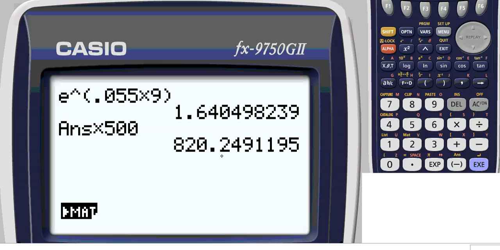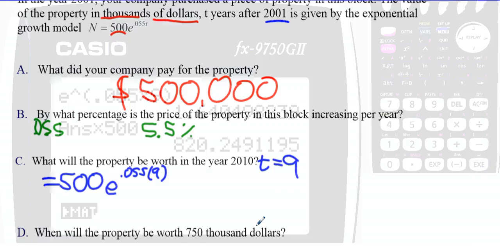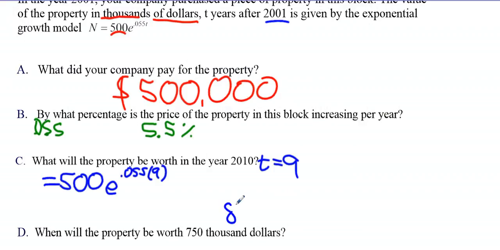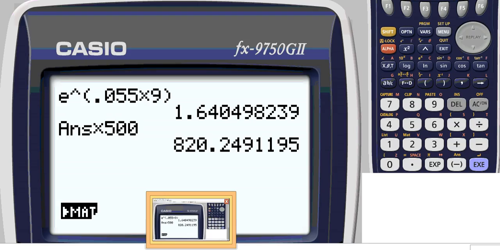So this is $820,000. There's a decimal point right here between the 9 and the 1. So it's actually $820,249.12. Since it was given in thousands of dollars, that's the value in 2010, $820,249.12.